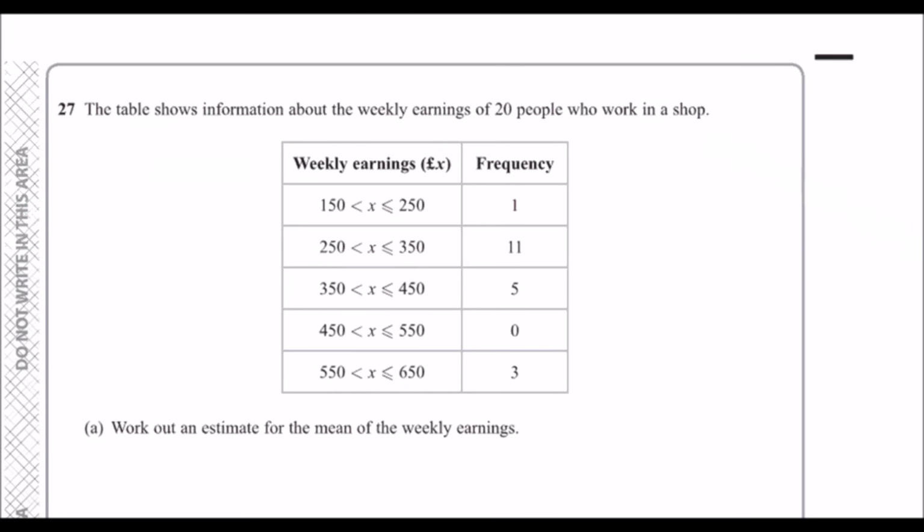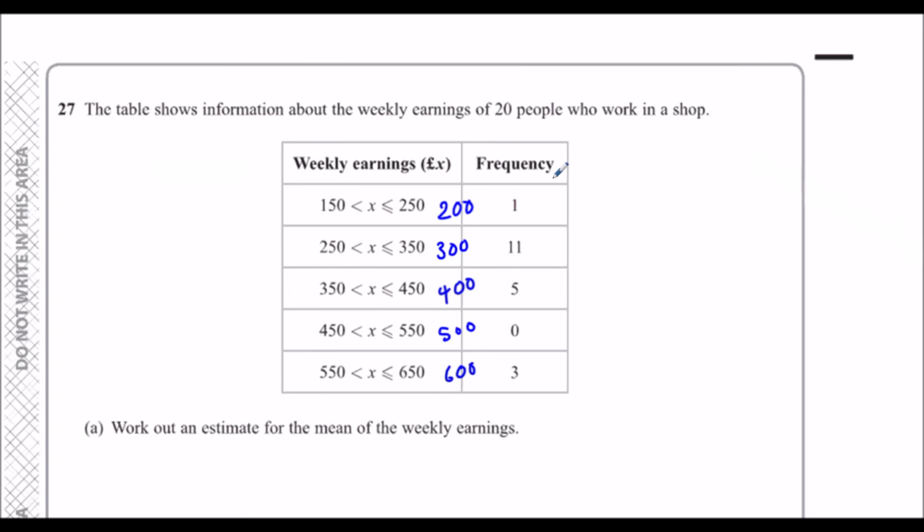We're going to guess at the middle of the group. So for 150 to 250, we're going to say that person earns 200. For 250 to 350, we're going to say those 11 people earn 300. For 350 to 450, we're going to call that 400. 450 to 550, 500. And 550 to 650, 600.